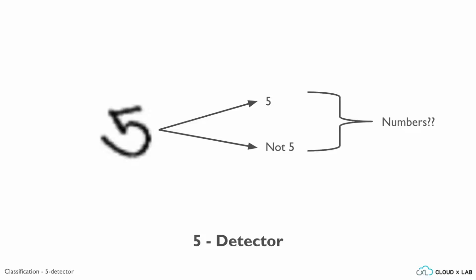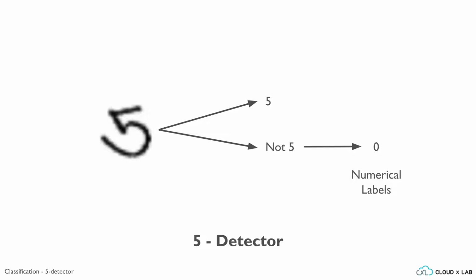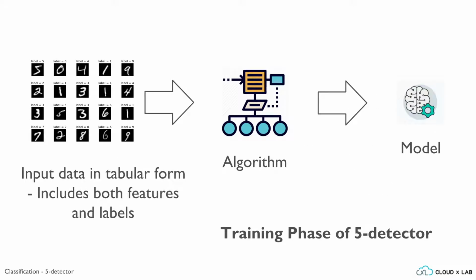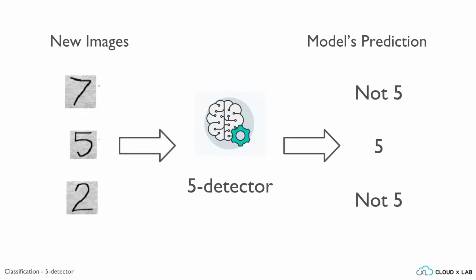How do we convert classes 5 and not 5 into numbers? We can either use one-hot encoding or assign numbers to these classes. Let's assign numbers 0 and 1 to these two classes. 0 denotes the class not 5 and 1 denotes the class 5. Now the label also contains numbers. We can now feed features and labels to the machine learning algorithm, and the algorithm will build the model for 5 detector. Then this 5 detector model can be used to classify the unknown images into one of the two classes, 5 or not 5.